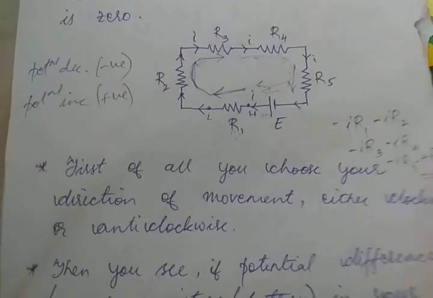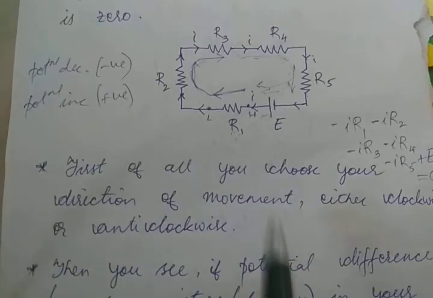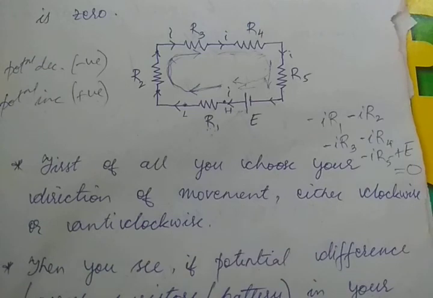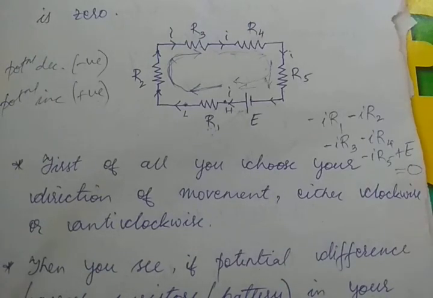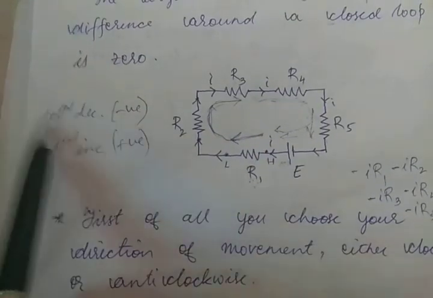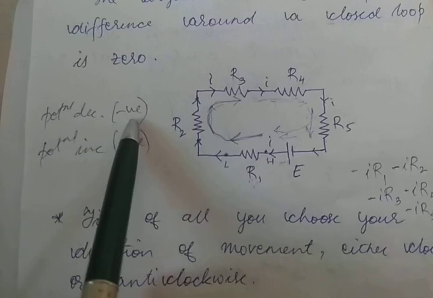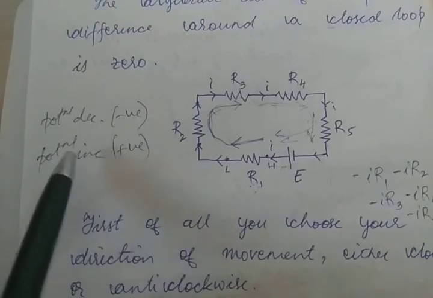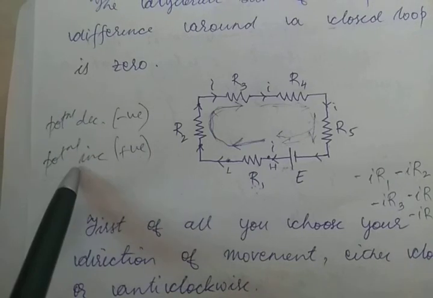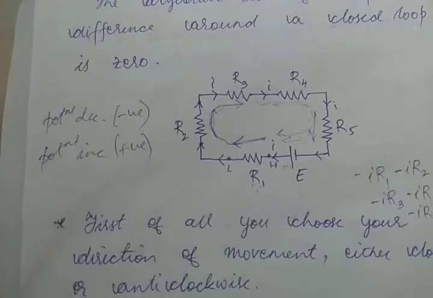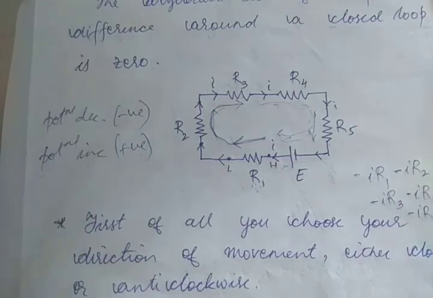First of all, you should choose a direction of movement, either clockwise or anti-clockwise, whichever you want to choose, in the very same loop; it's up to you. Then don't forget, this is what is more important. When potential difference decreases, you take the potential difference to be negative. When potential difference increases, you're moving from lower potential to higher potential, you take the potential difference to be positive.